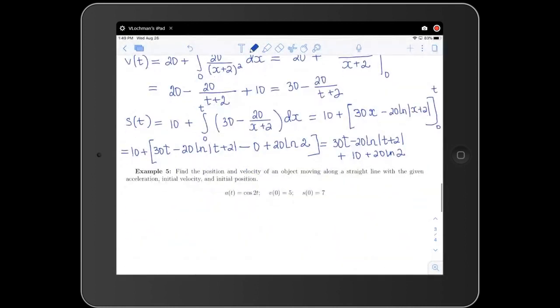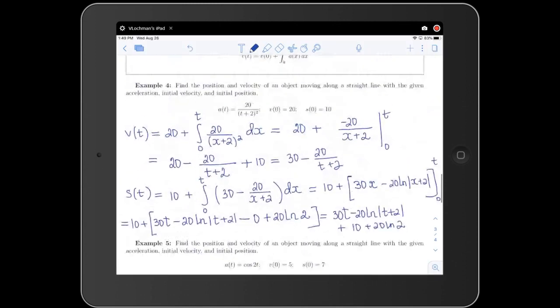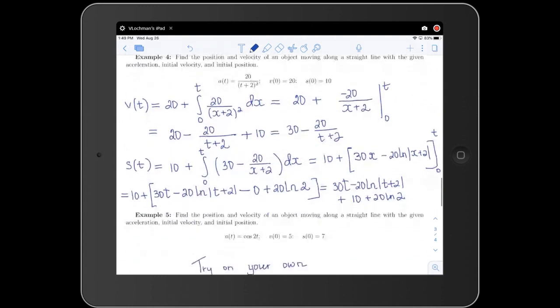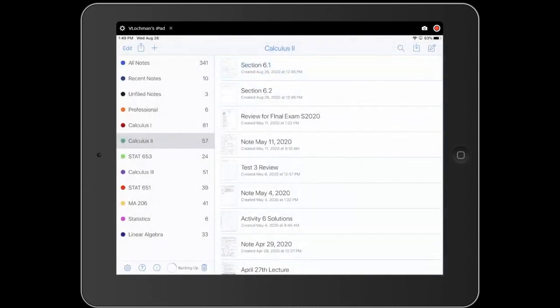Okay, this problem right here, I'm going to make a note: try on your own. It's very similar to what we've done in example 4, except now you have a trig function, right? See if you can work this one on your own at some point, not right now, because I do want to talk about areas. Areas between curves. So let me go back to my other section.